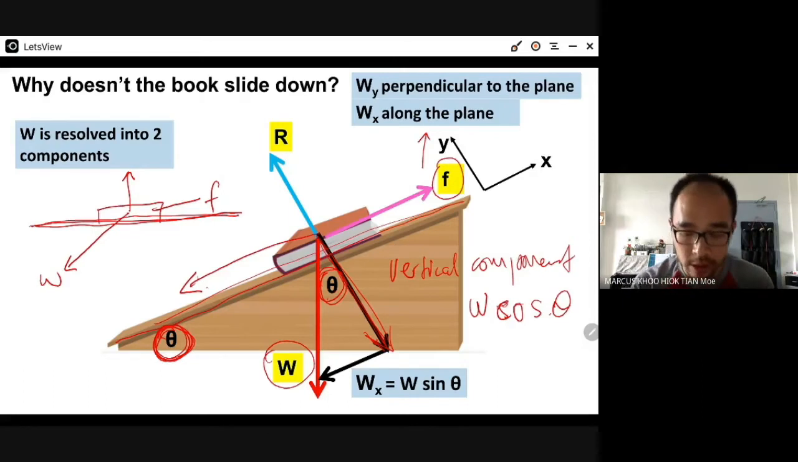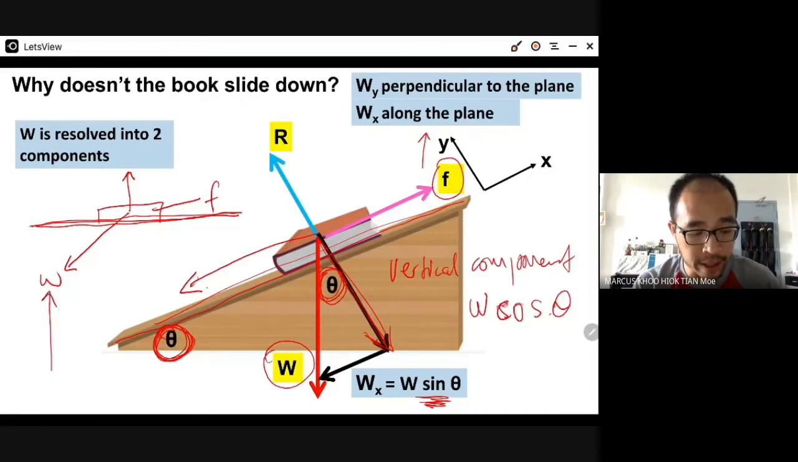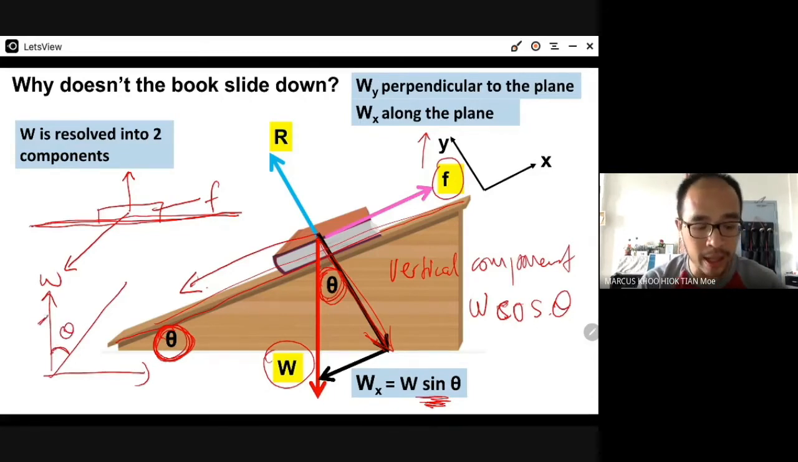And the horizontal component will be the sine, because of where the angle is. The angle is touching the vertical. That's why the vertical is cos and the horizontal is sine. I mentioned this yesterday. I said be very careful where the theta is. Where the theta is, that is where the cos goes, and then the opposite side is sine.